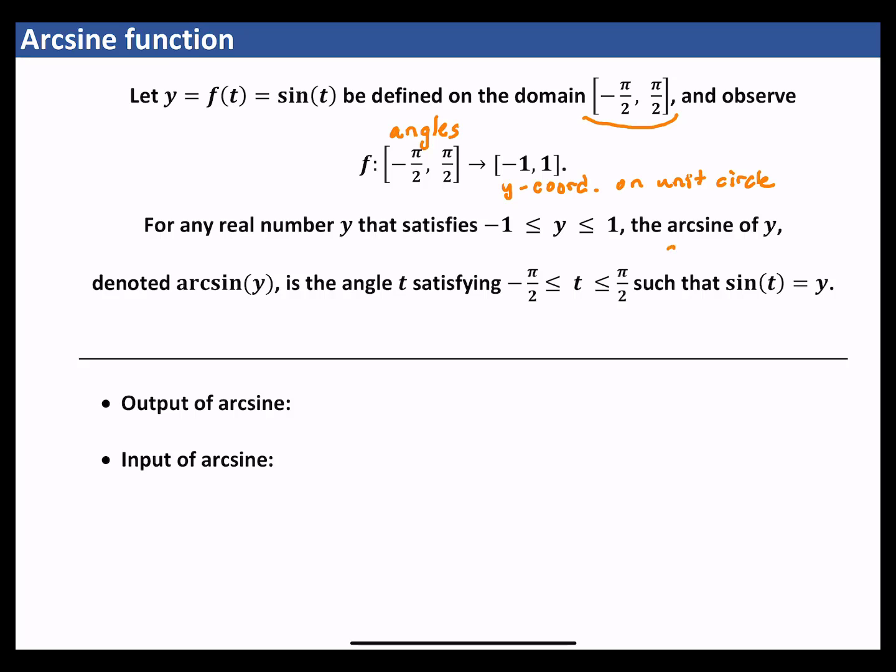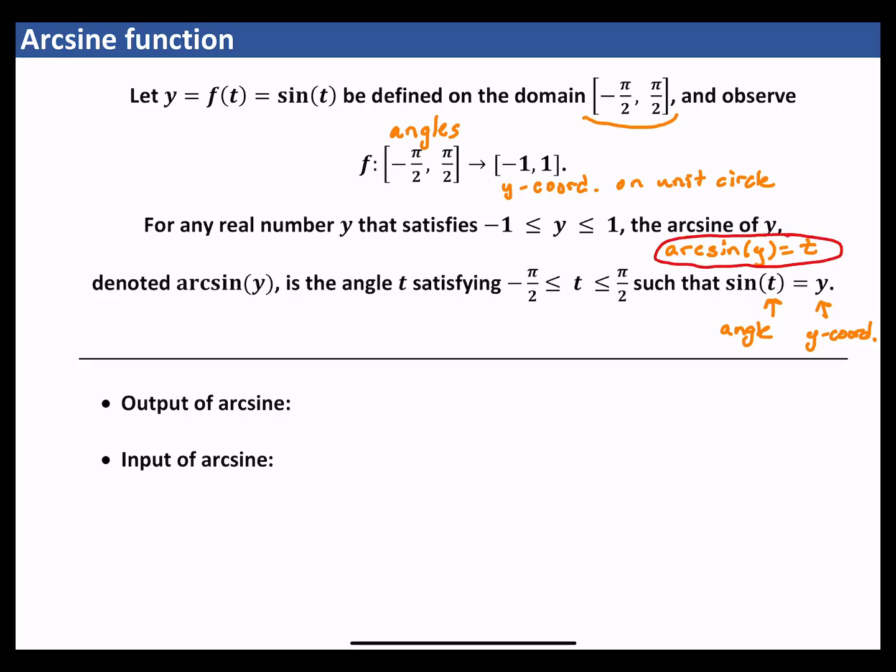For any real number y that satisfies y between negative 1 and 1 inclusive, the arcsine of y is the angle t such that t is between negative pi over 2 and pi over 2 inclusive, and such that the sine of t equals y. So we should remember again that in the sine of t equals y, t is an angle, and y represents the corresponding y coordinate on the unit circle. That means we can also write t equals the arcsine of y.